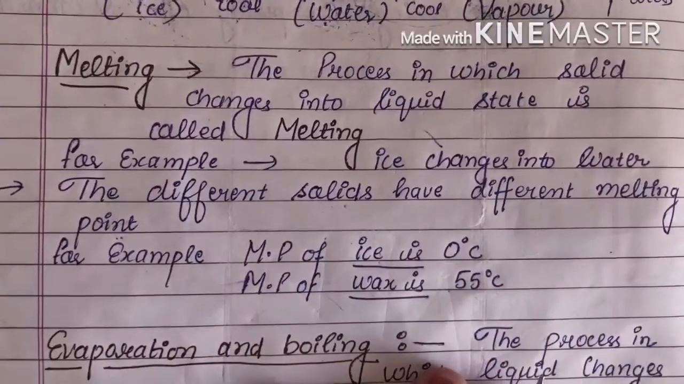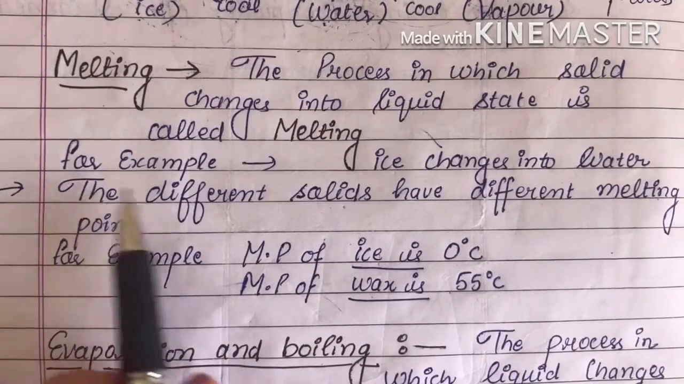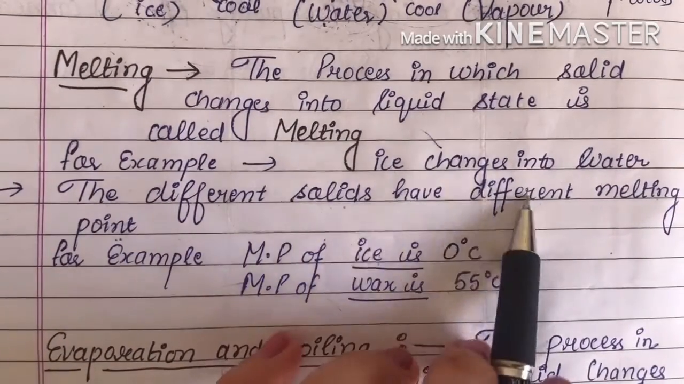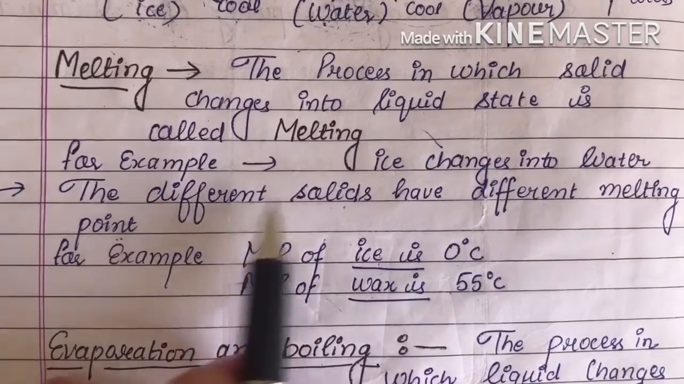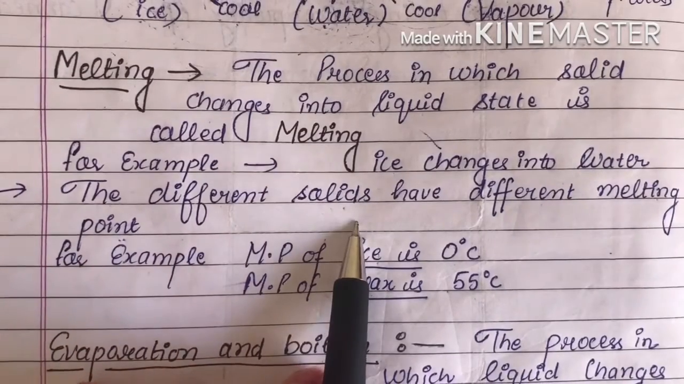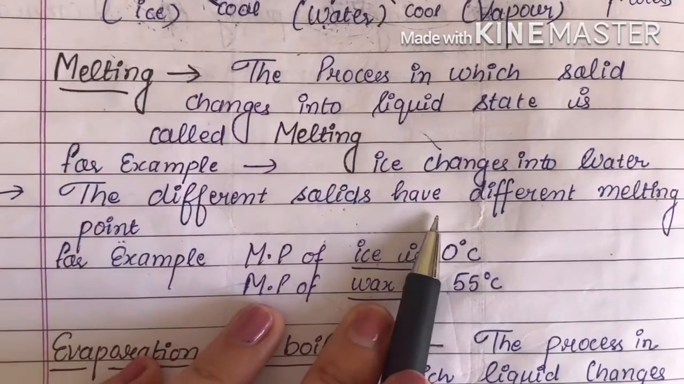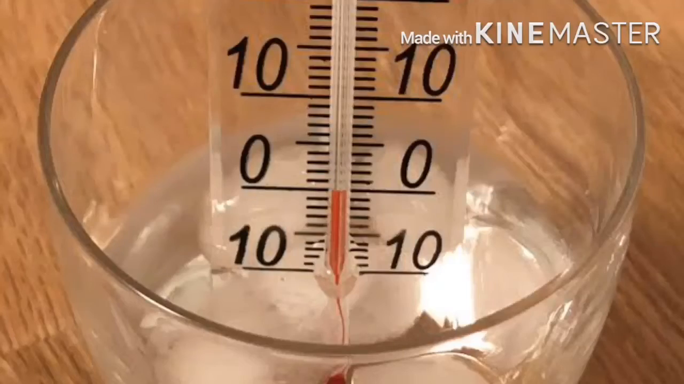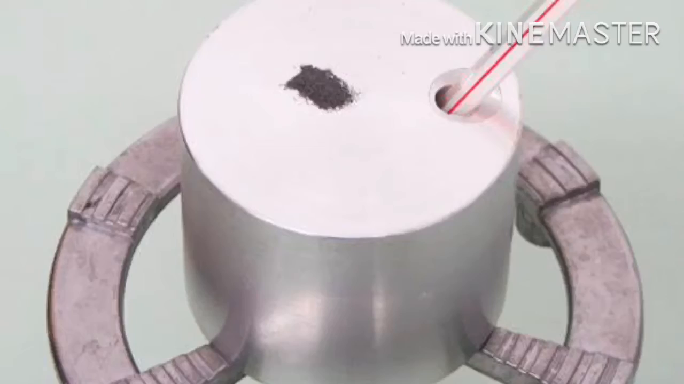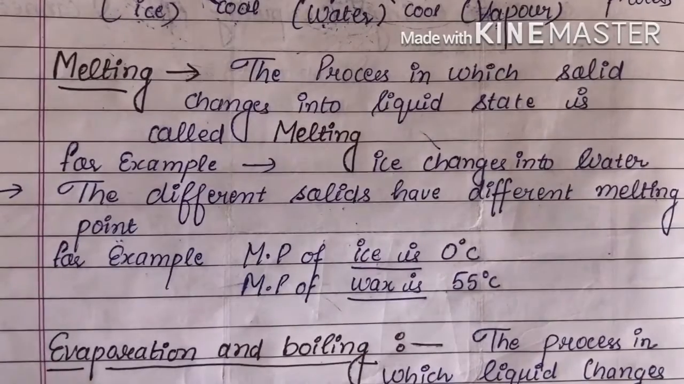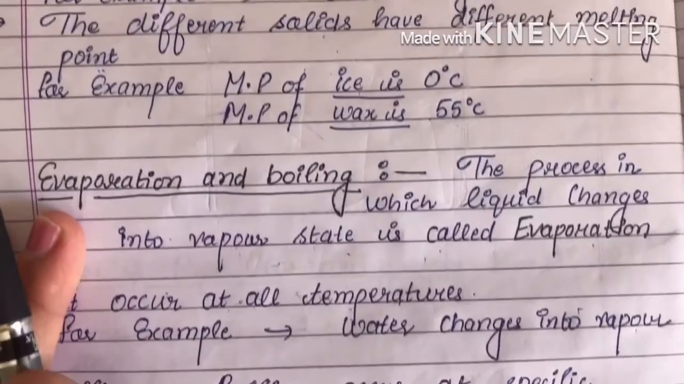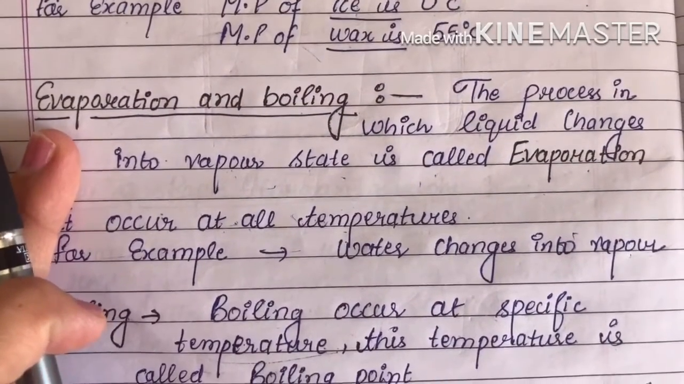So one point you have to remember, that different solids have different melting points. No, all solids do not have the same melting point. The different solids have different melting points. Like melting point of ice is 0 degrees Celsius, melting point of wax is 55 degrees Celsius. Okay. So next one is the evaporation and boiling.